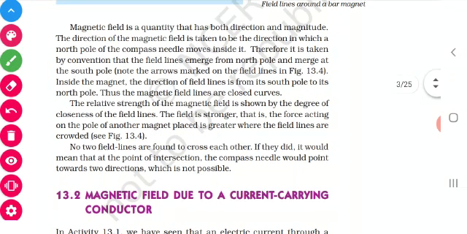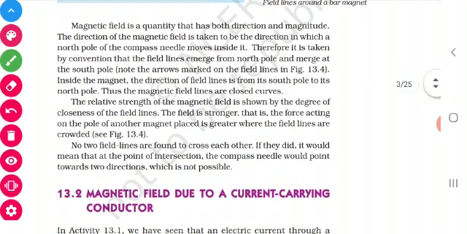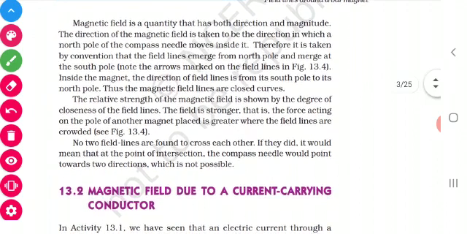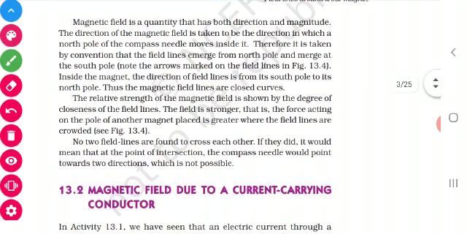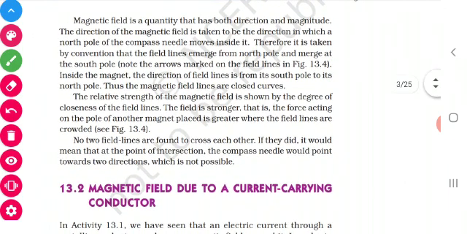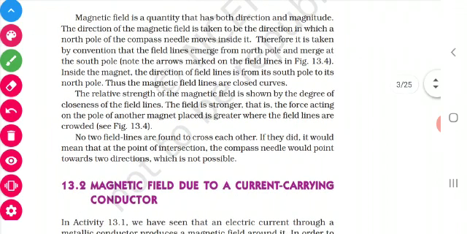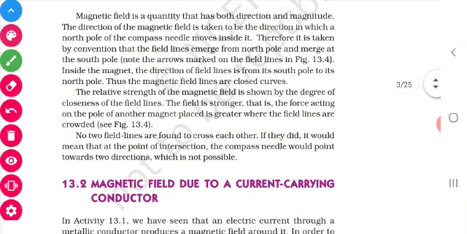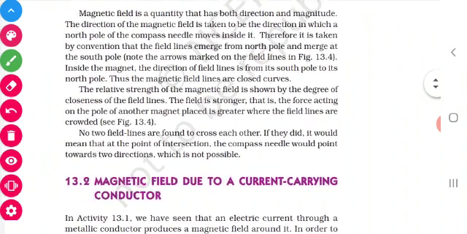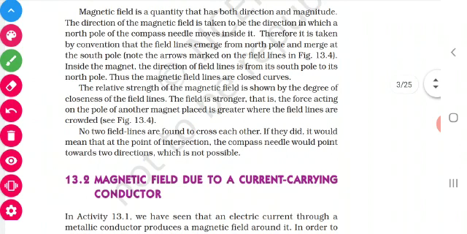Children, one more piece of additional information you can note down. The magnetic field is a vector quantity. That is, it has direction as well as magnitude. The SI unit of magnetic field is Tesla. The smaller unit of magnetic field is Gauss.